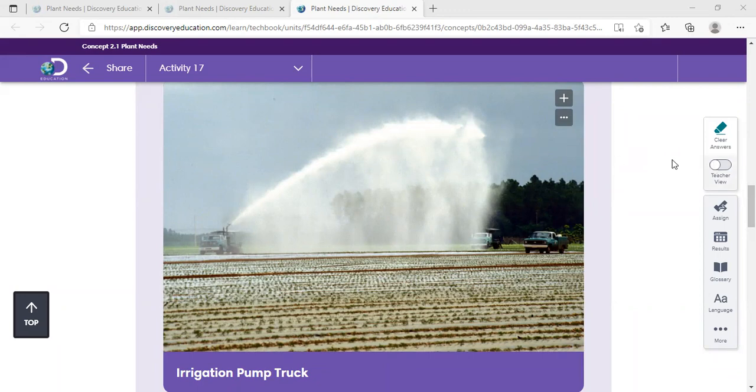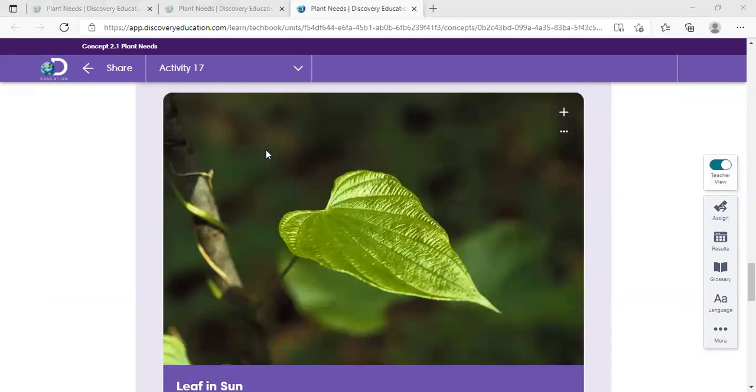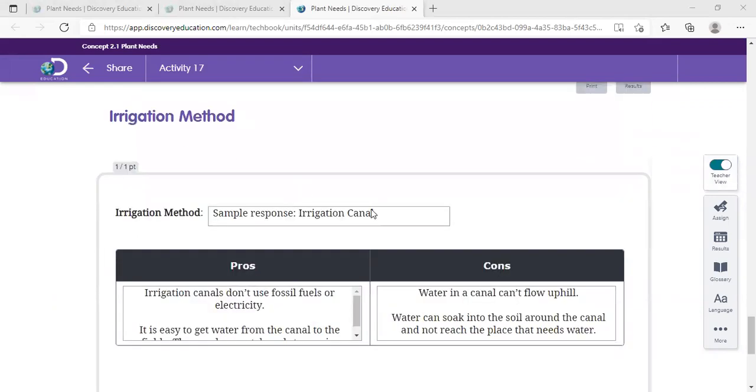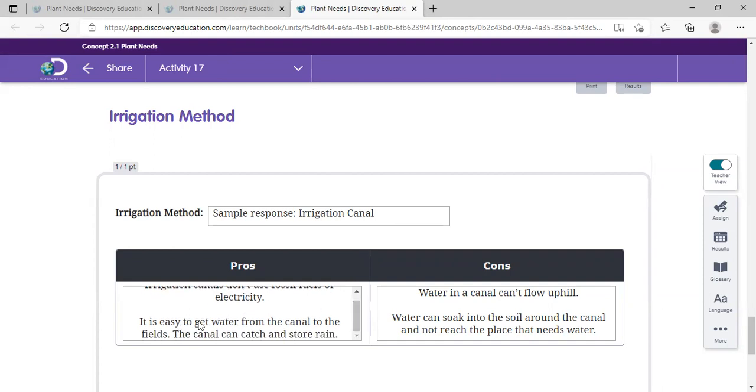Okay, guys, let's look at the answers of this part. So the irrigation canal, for example, what are the pros? The irrigation canals do not use fossil fuels, do not use gas, do not use the fuels that we use in our trucks or even in the irrigation sprinklers. This is a benefit from the irrigation canals. It is easy to get water from the canal to the fields. The canal can catch and store rain as well.